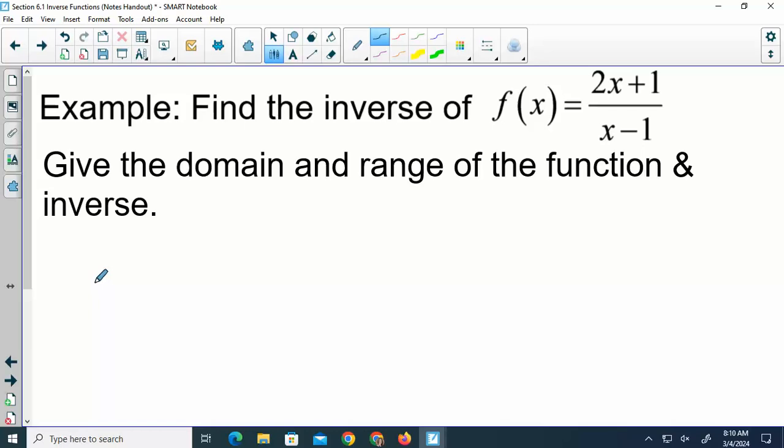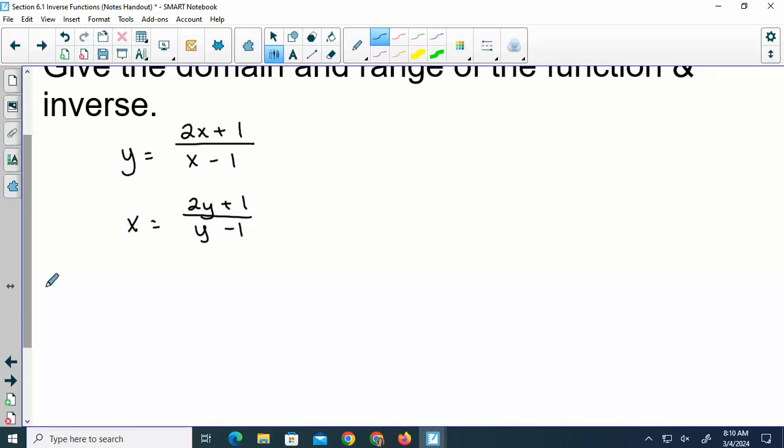This one. First step is... And then I have two x's, so that means I get two y's. All right, looking at this, where would we begin?